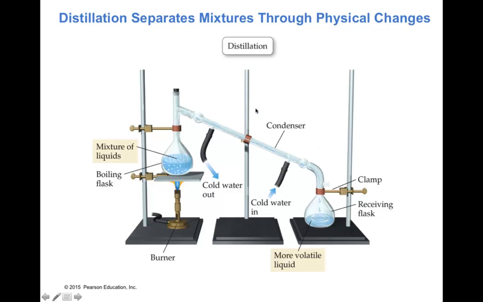So distillation uses the property of boiling point. When the two liquids have different boiling points, the more volatile will boil first, and then the other one will stay here. So in that way, you can take advantage of the physical change to separate the components of a mixture of two liquids.